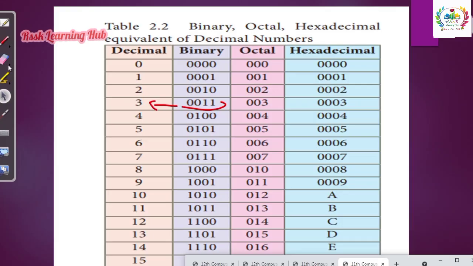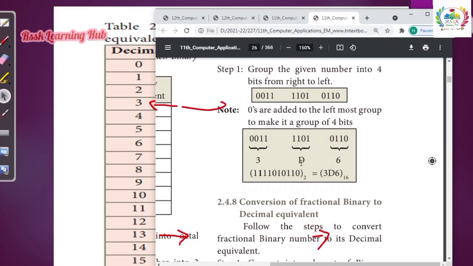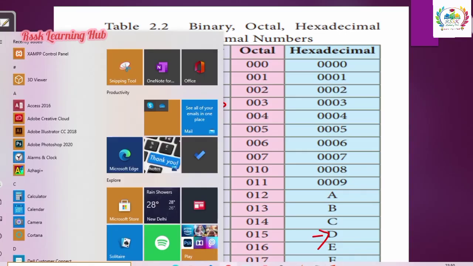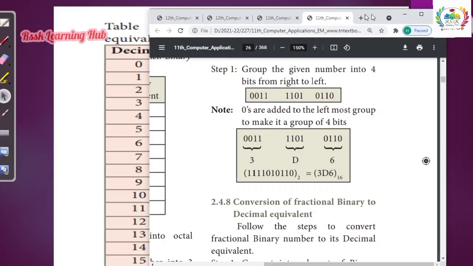1101 is 13. So what is the value of 13? It is D. So we have to write it as D. Okay? So the value is D, right? So this is D. Next is 0110. That is the next value. 0110 is 6. So the answer is 3D6 to the base 16. So that is the answer for this conversion. Clear? It's very easy once you understand.